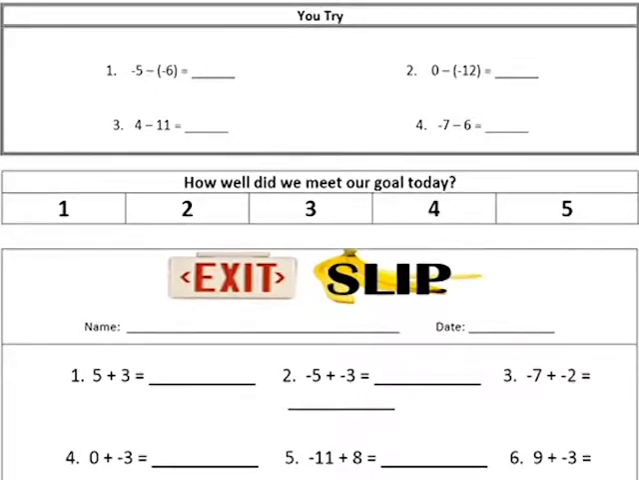Let's try one together. 7 minus negative 6. So I need to change the operation to plus. The opposite sign, so it's now positive 6. Well, that's easy. Same sign. 7 plus 6 is 13. Give 1 through 4 a try on your own.